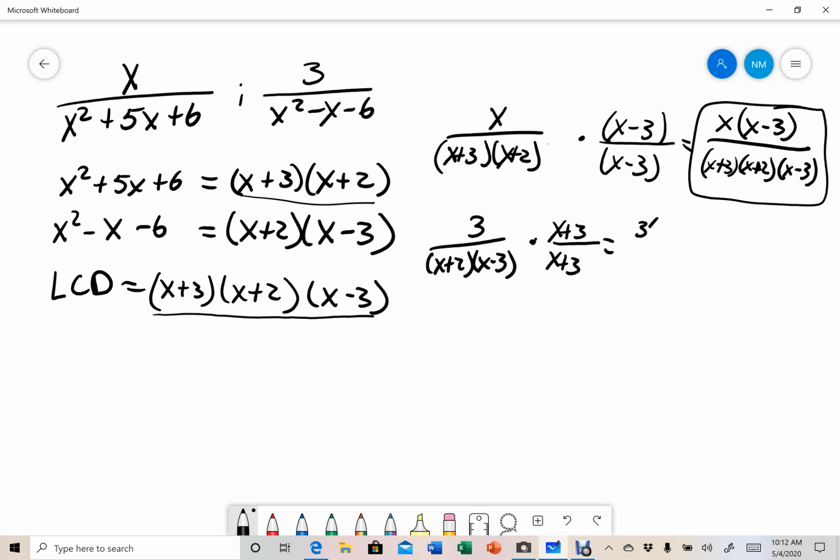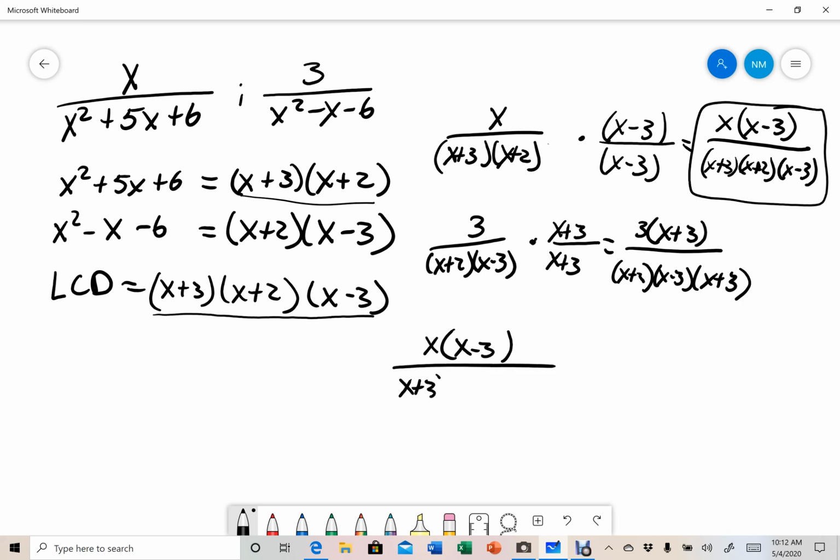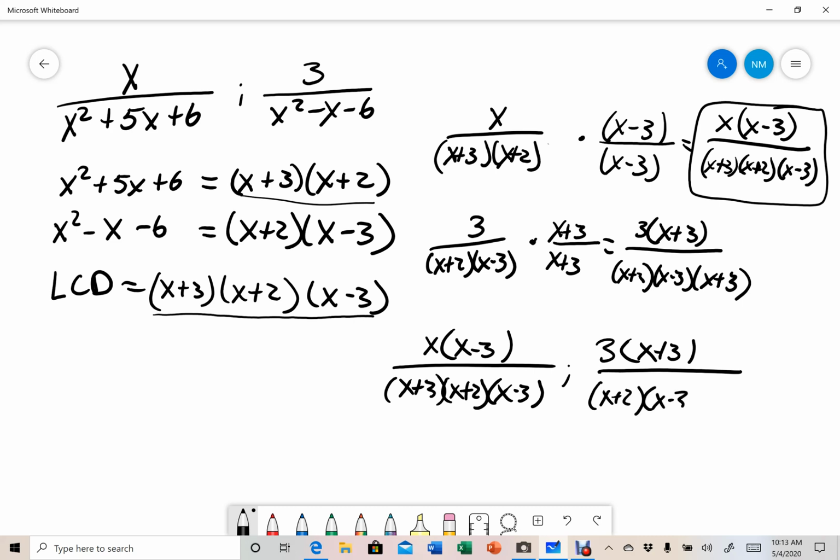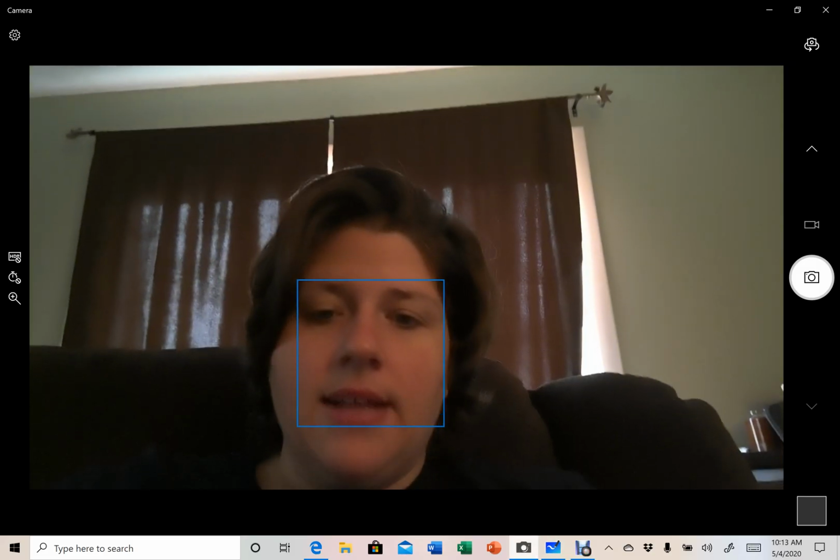Okay, that would give me 3 times x plus 3 over x plus 2, x minus 3, and x plus 3. Okay, so my new fractions then are x times x minus 3 over x plus 3, x plus 2, x minus 3, and then I've got 3 times x plus 3 over x plus 2, x minus 3, and x plus 3. Okay, so common denominators, and then in the process, our numerators also change because we're multiplying by what's missing there. Okay, so that is the basic concept of this.